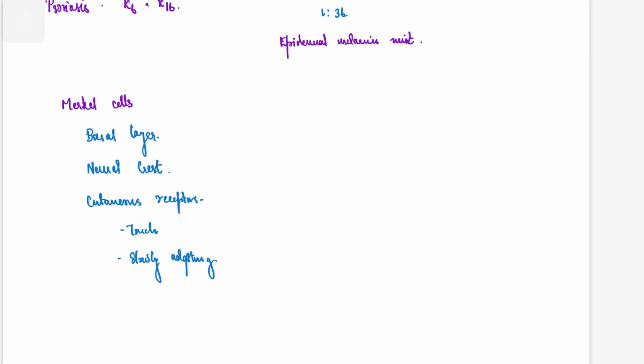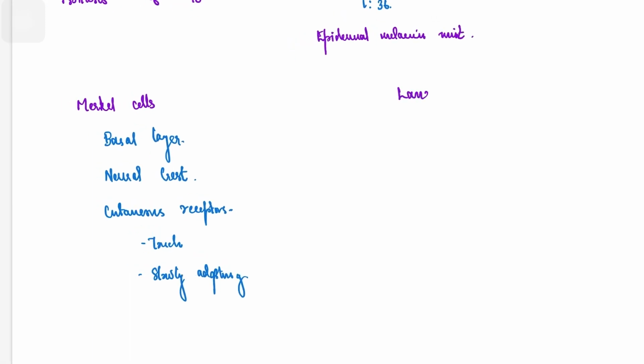And the fourth cell is the Langerhans cell, which is in the stratum spinosum. It's an immune cell and it's a dendritic cell. It is derived from the bone marrow or the mesenchyme.